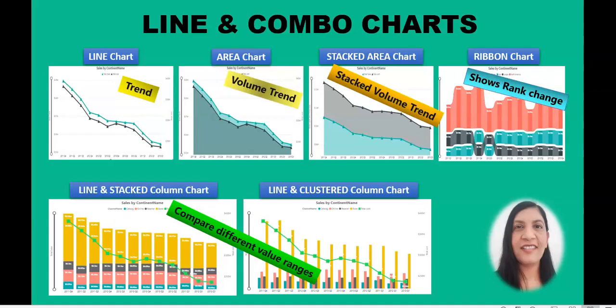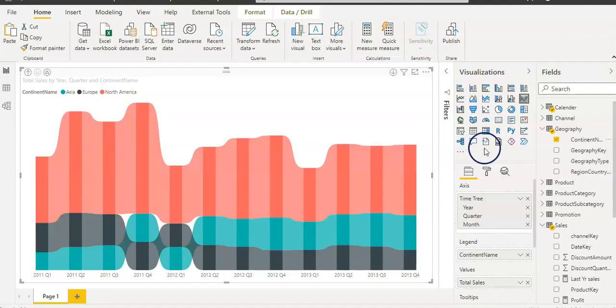Let me bring back the slide here. So it shows rank change easily. So that is the difference of the ribbon chart from the other charts.